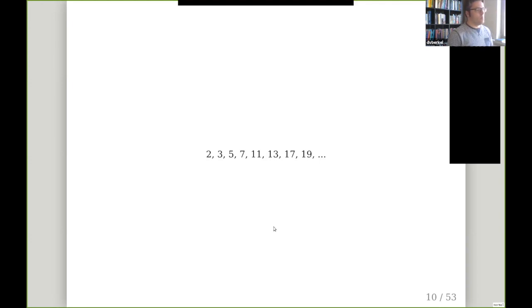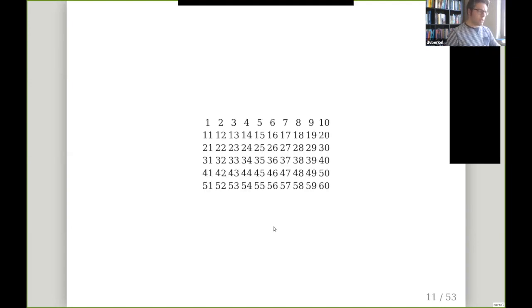So one way to create these prime numbers, besides looking them up on Wikipedia, is you can start with a grid of numbers. For example, if you want to know all the prime numbers below or equal to 60, you would write them down like this. And then the first thing that you do is you strike off 1. So 1 isn't a prime number.